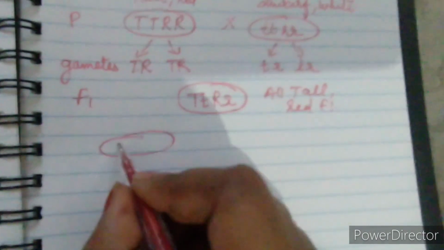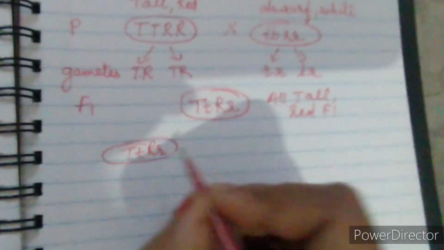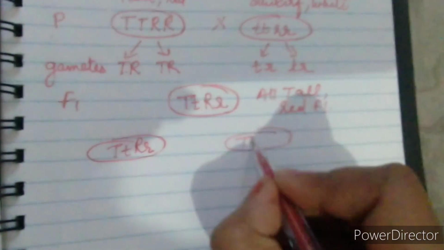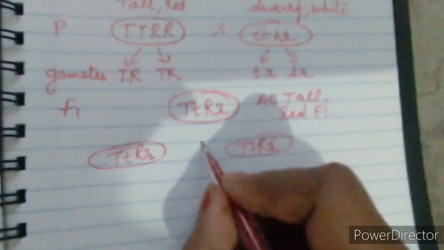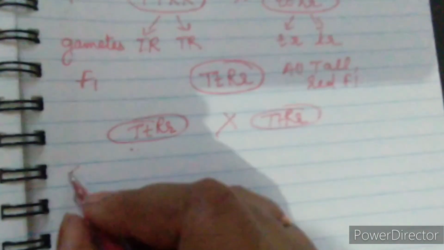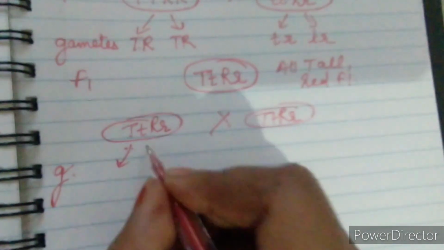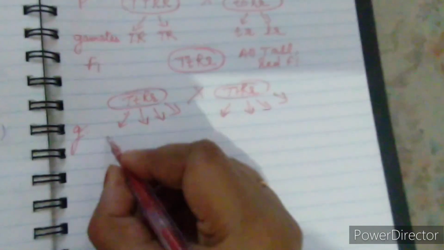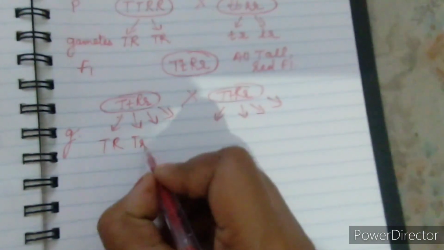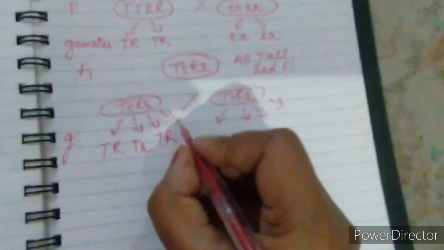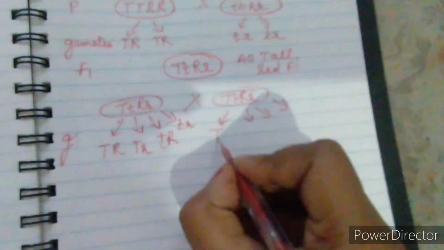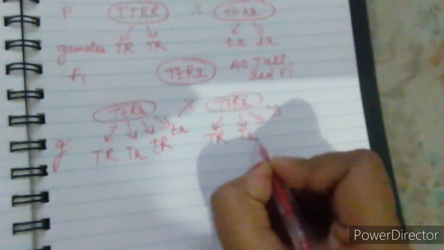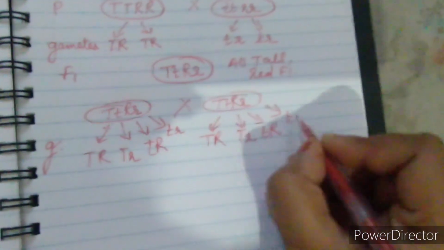Okay, now we will cross the F1 hybrids themselves for F2 generation. So we will write capital T small t capital R small r and capital T small t capital R small r. Now again we will form the gametes. In this case, when gametes are formed, 4 different types of gametes will be formed. So we have to write all the 4 gametes here. Capital T capital R, capital T small r, small t capital R, small t small r. Capital T capital R, capital T small r, small t capital R and small t small r.